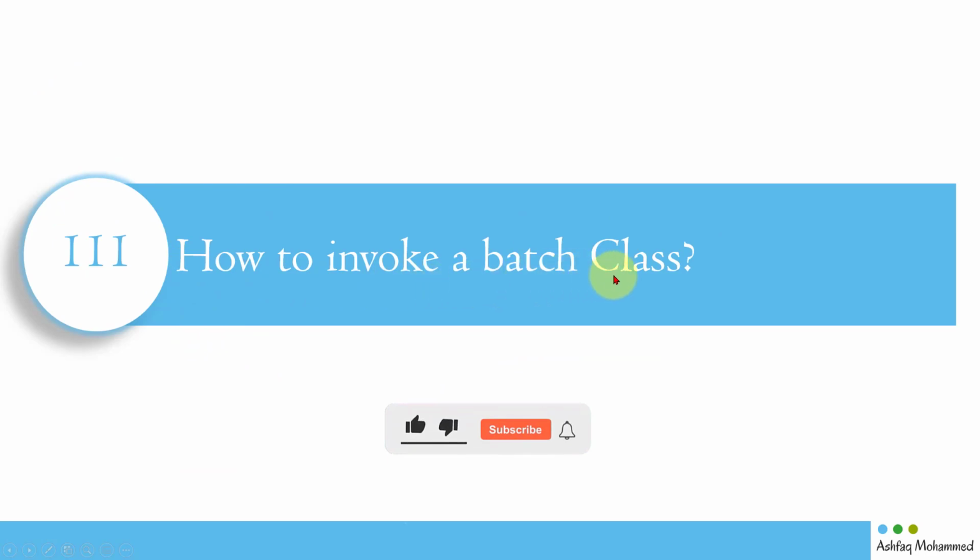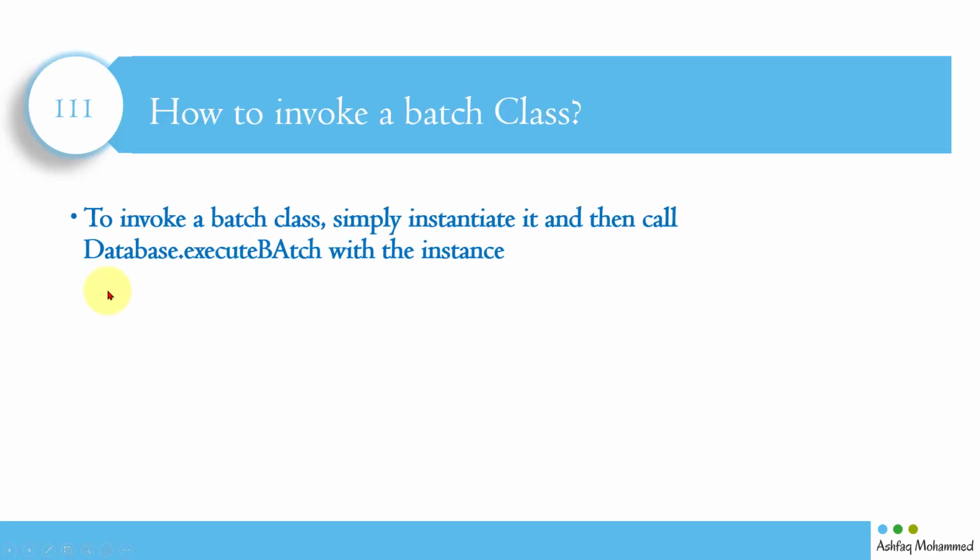How to invoke a batch class. Now that you know what a batch class is, what the different methods are, and which methods you have to write, there are no non-mandatory methods. Now we have to see how we can invoke the batch class. To invoke a batch class, simply instantiate it and then call Database.executeBatch with the instance.